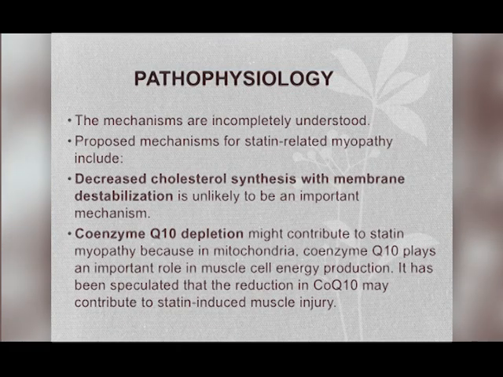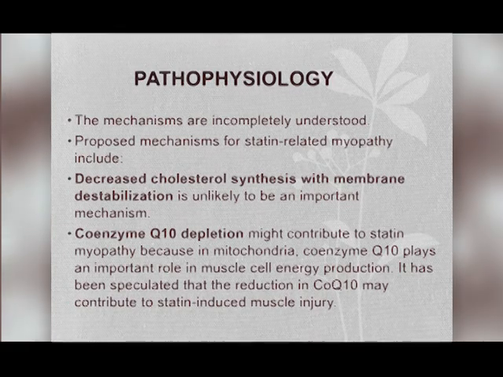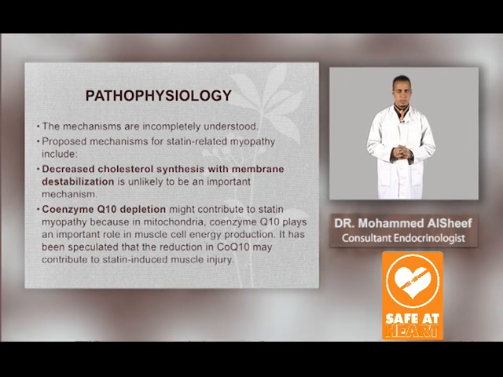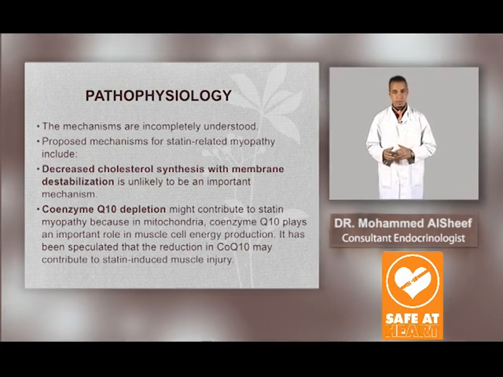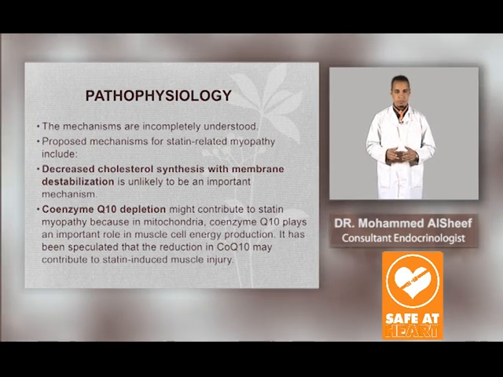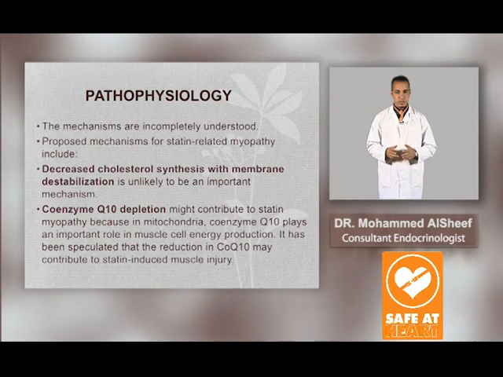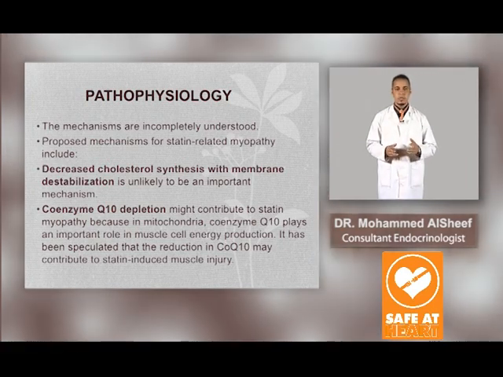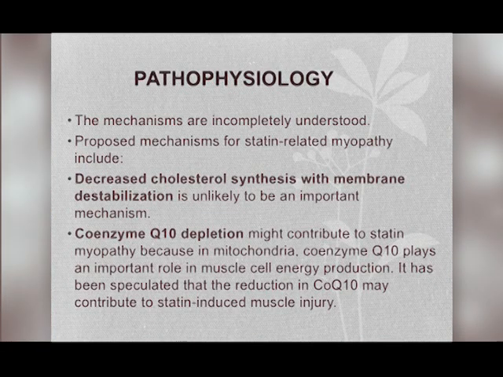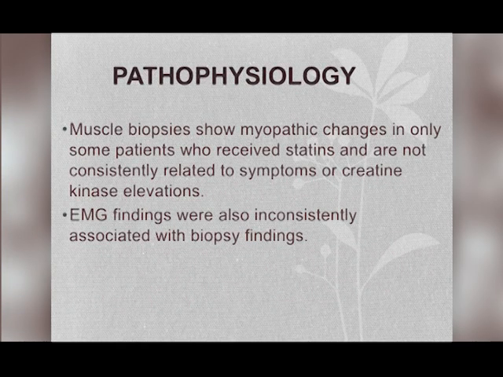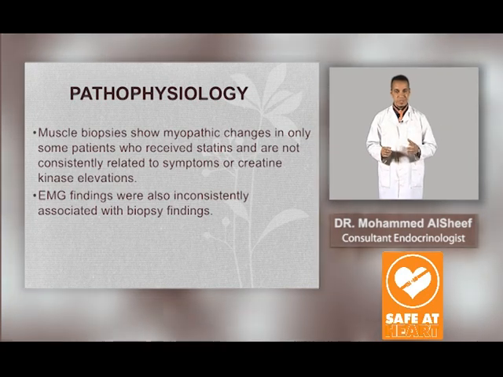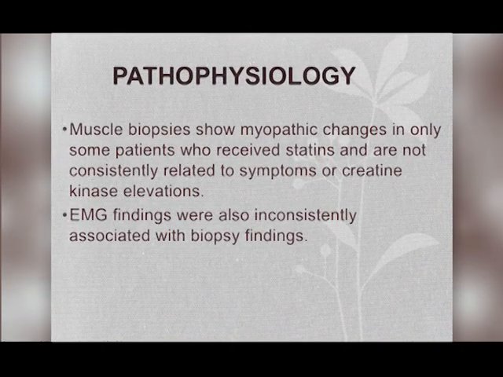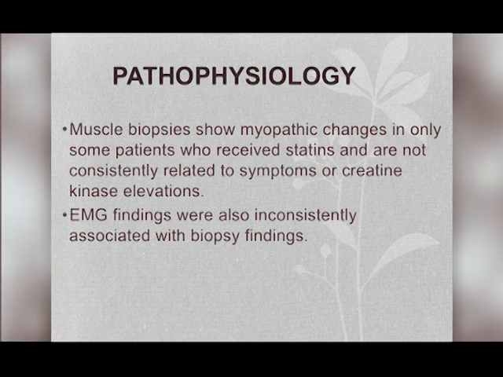The mechanism of statin-related myopathy is incompletely understood. There are many theories behind this, but the most accepted is coenzyme Q10 depletion, which might contribute to statin myopathy because in mitochondria, coenzyme Q10 plays an important role in muscle cell energy production. And it has been speculated that reduction in coenzyme Q10 may contribute to statin-induced muscle injury. Muscle biopsy showed myopathic changes in only some patients who received statins, and these are inconsistently related to symptoms or CK elevation. And EMG findings were also inconsistently associated with biopsy findings.